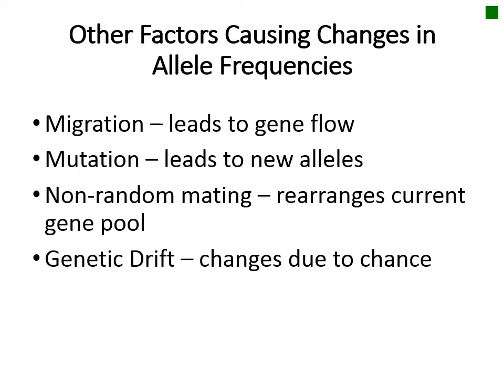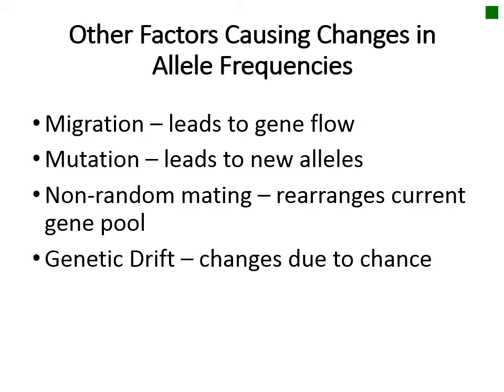There are a number of other factors that will influence and change the allele frequencies of a gene pool. However, unlike natural selection, these changes are not in response to survival within the environment, and instead are random changes. Migration leads to the movement of alleles from one population to another, resulting in gene flow. A high level of gene flow between populations will homogenize them, or make them more similar to one another over time.